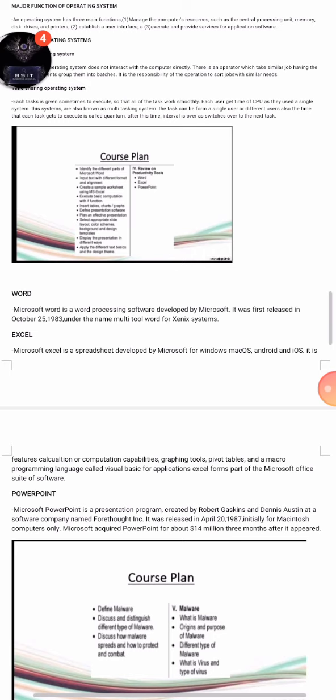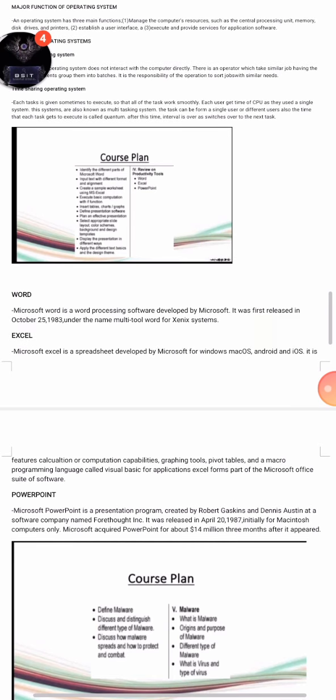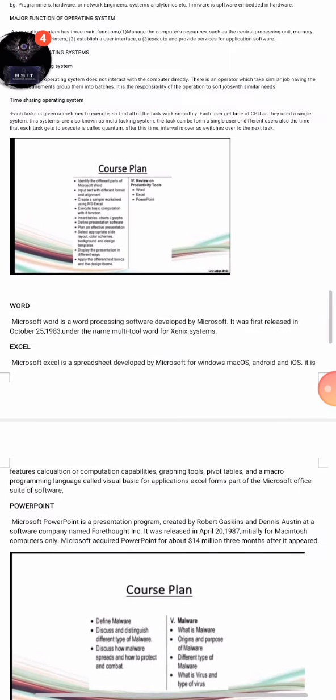PowerPoint. Microsoft PowerPoint is a presentation program created by Robert Gaskins and Dennis Austin at a software company named Forethought, Incorporated. It was released on April 20, 1987, initially for Macintosh computers only. Microsoft acquired PowerPoint for about $14 million 3 months after it appeared.